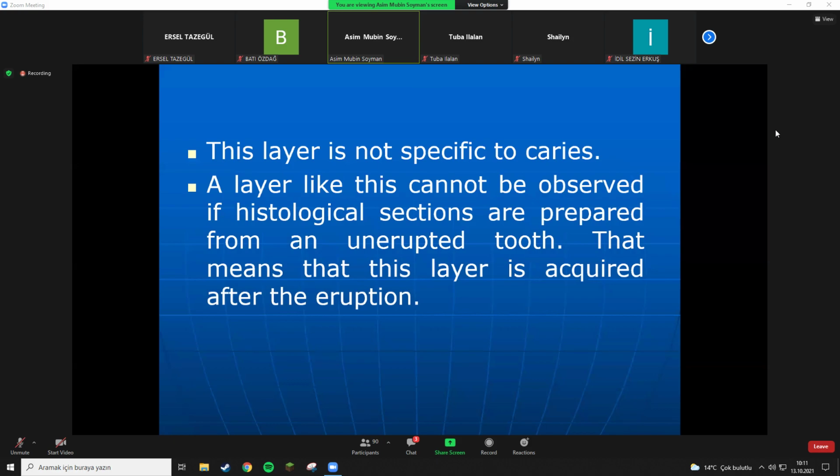Let us suppose that you extract a tooth and you try to investigate the histological section of the dental enamel. You always see a surface layer on the external region of the dental enamel because after the eruption, the precipitation of calcium and phosphate ions creates this surface layer. And you will always see a surface layer, and this layer is not specific to caries. And it is acquired after the eruption.